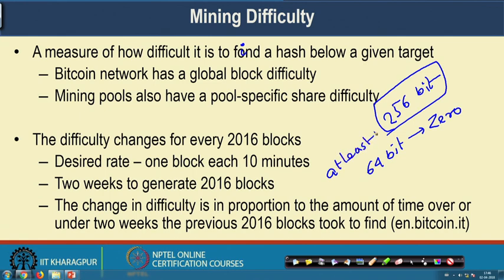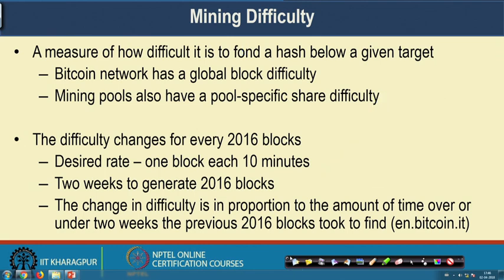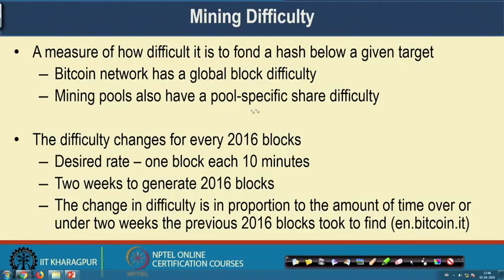So, this says that you have to generate a hash where, in the final hash result, at least the first 64 bits should be 0, and after that the remaining bits can be zeros and ones. This is the difficulty of the mining procedure, and based on that we define a metric called mining difficulty. We have a concept called mining pool that we will discuss later. The mining pools also have a pool specific share difficulty. Now, I am going to discuss the mathematical formulation of this difficulty parameter.